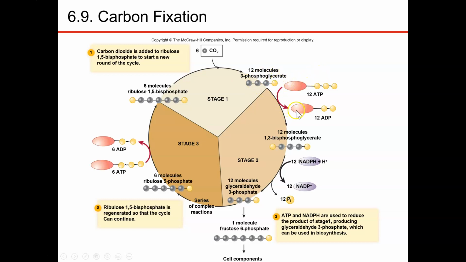We're going to then reduce the phosphoglycerates and produce 12 glyceraldehyde 3-phosphate molecules. 2 of these will get to go into producing 1 glucose, which can then be used for whatever we want to produce. The rest go into reproducing the RuBP.